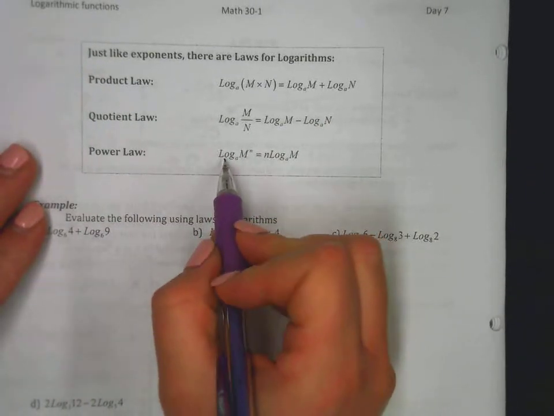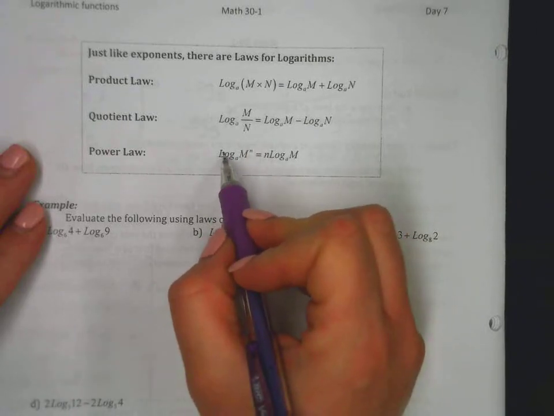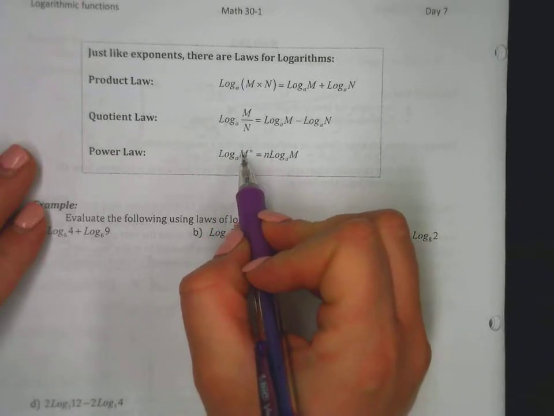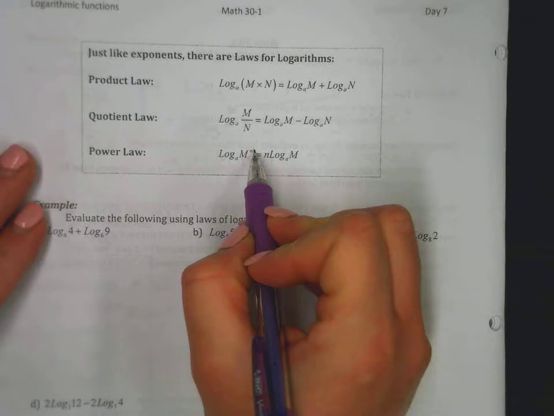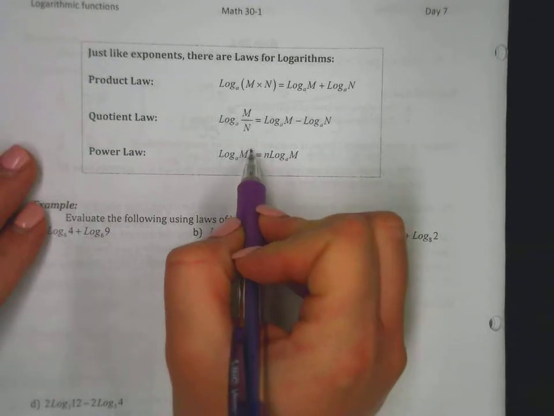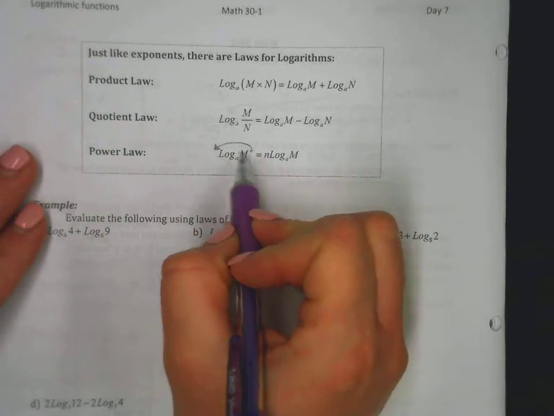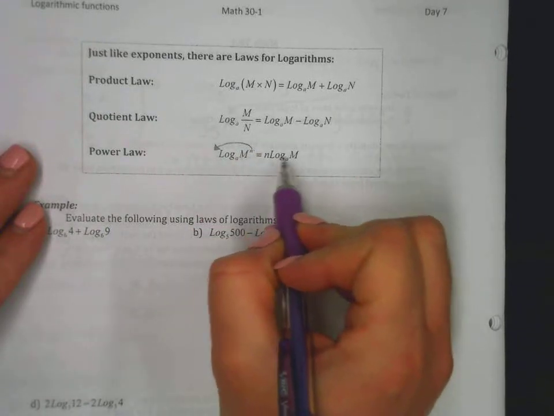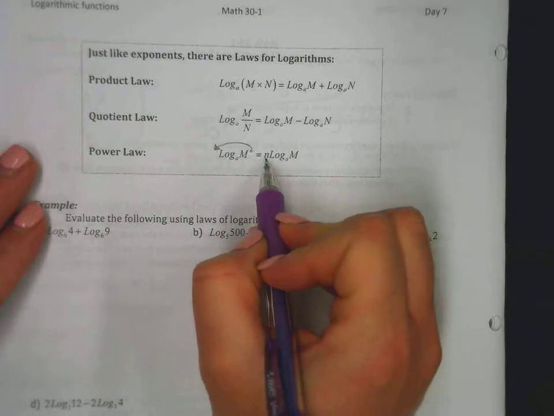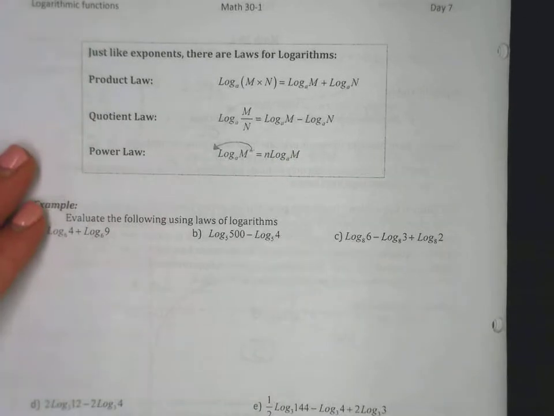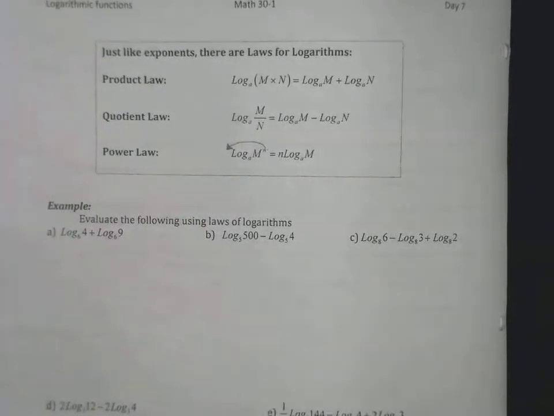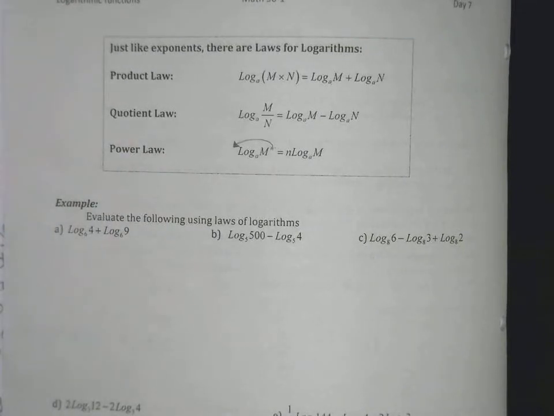And lastly is our power law. If we take a log of m and that m value is taken to a higher power of n, that can be rewritten where this n value goes in front of the logarithm and becomes a multiplication statement, n log base a of m. Okay, so we're going to work through some examples using these laws of logarithms.